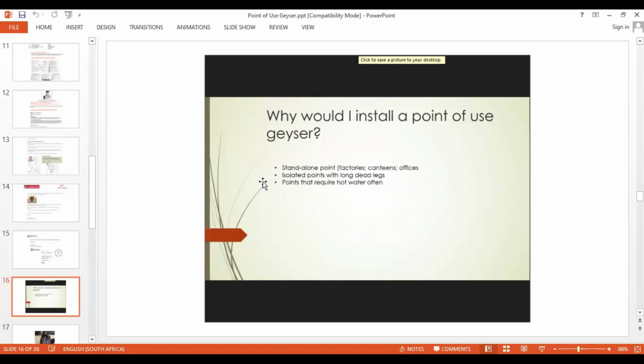And so where would you use these? Well, first of all, a standalone point, like in factories, canteens, offices, where you just need hot water for one specific instant. Isolated points with long dead legs. So if you have a house and there's a kitchen on the other side and you want to avoid the dead leg, you install one of these. Or points that require hot water often.